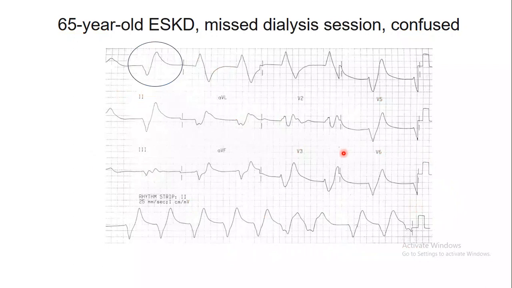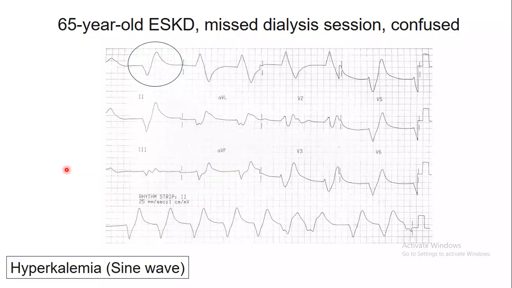And finally, an ECG of a 65-year-old end-stage kidney disease patient who missed his dialysis session and is presenting with confusion. We have a very wide complex ECG, barely seeing any P activity. And what is this? This is called a sine wave. This is commonly seen in hyperkalemia. So in this scenario, most likely this patient has significant hyperkalemia.